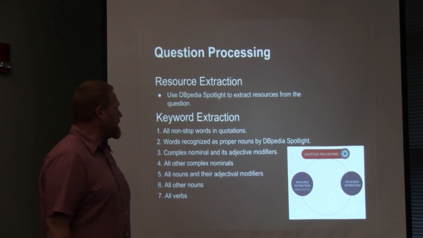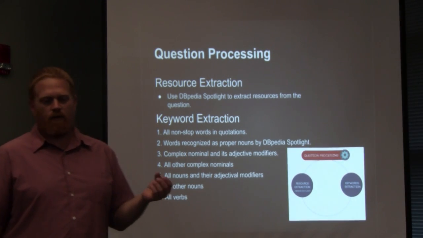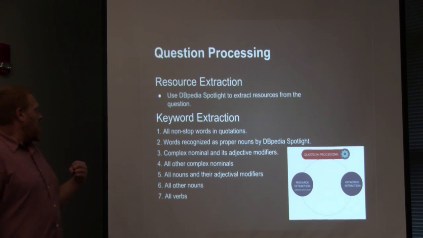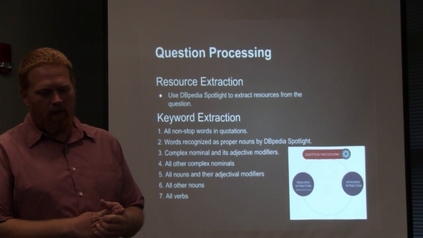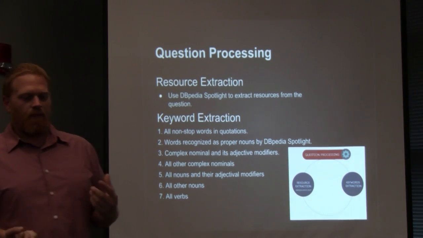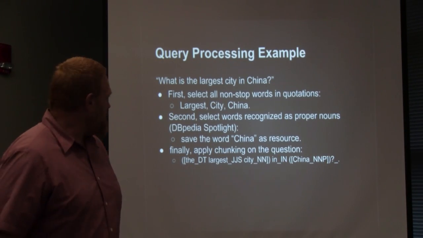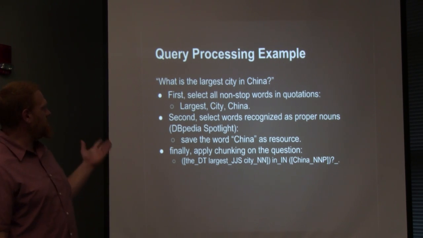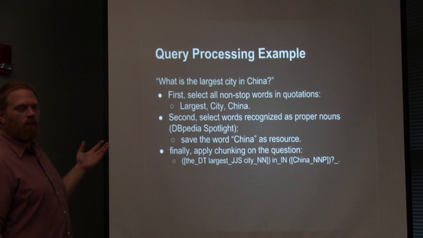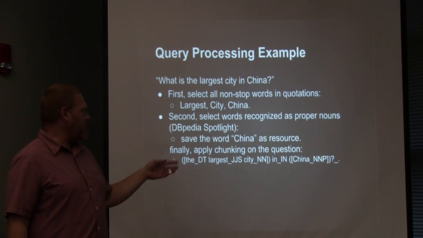They actually used DBpedia Spotlight to extract the resources and the keywords. So when you type in your query, they're going to remove all the stop words, remove all words that are recognized as proper nouns by Spotlight, then remove complex nominals and their adjacent modifiers, all of the complex nominals, all nouns and their adjective modifiers, all other nouns and all verbs, in that order. I'll give you an example of exactly how this goes. So, what is the largest city in China? First, they select all the non-stop words: largest, city, China. They use DBpedia to extract the proper nouns, in this case China, and then apply chunking: the largest city in China.